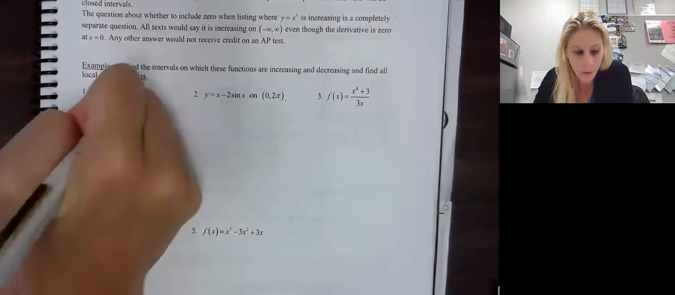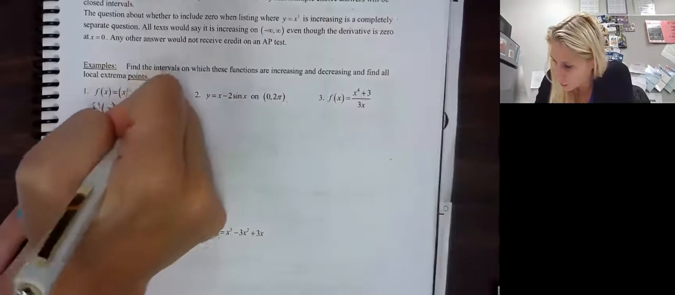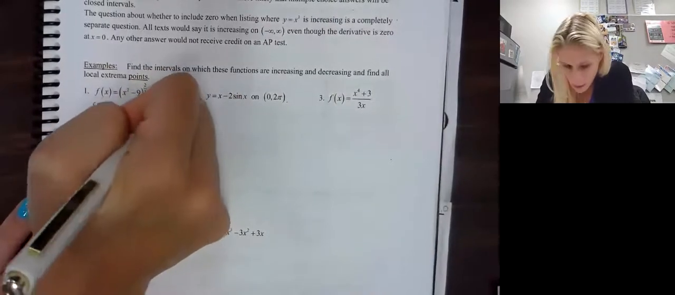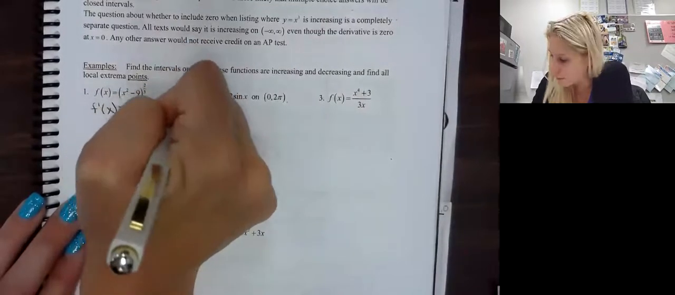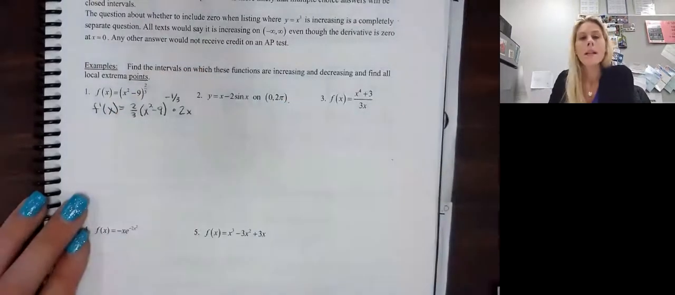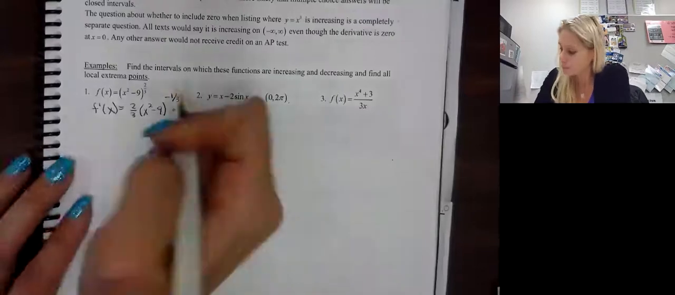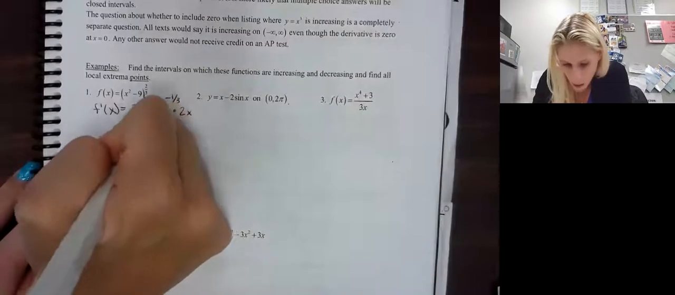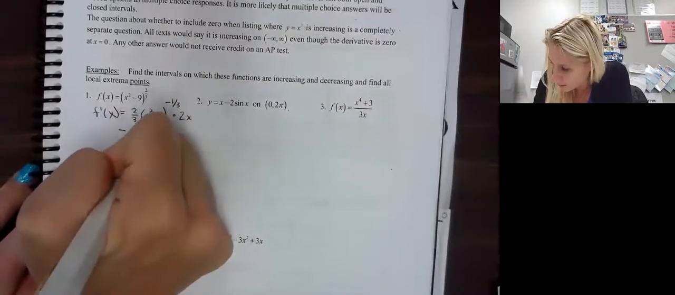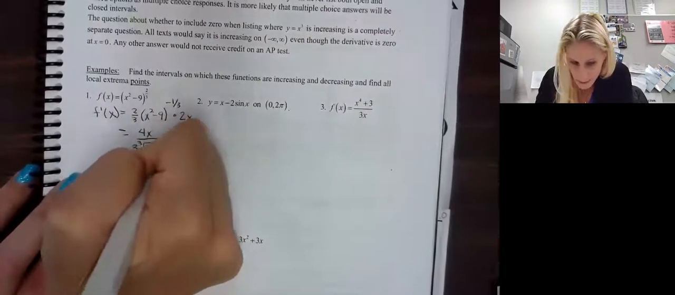When we take our derivative, we get 2/3 times x squared minus 9. Subtract that one, we get negative 1/3. Don't forget to multiply by the derivative of the inside, which is 2x. Now, what I'm going to do is put this in a simplified form so it's easier to tell where those critical numbers will be. So when I do that, I end up getting 4x all over 3 cube root of x squared minus 9.